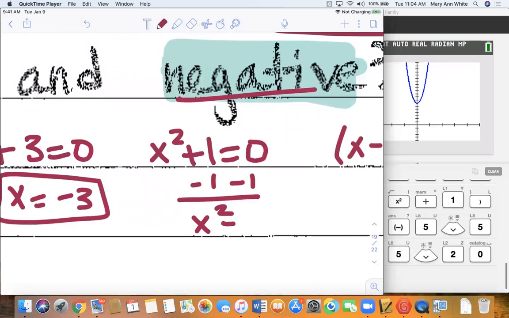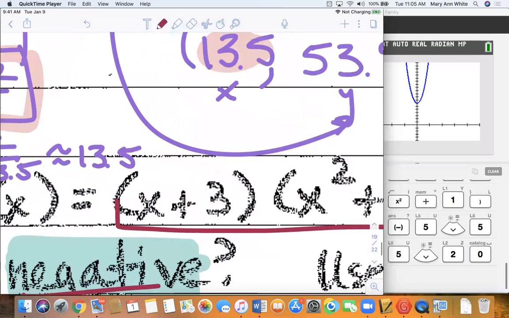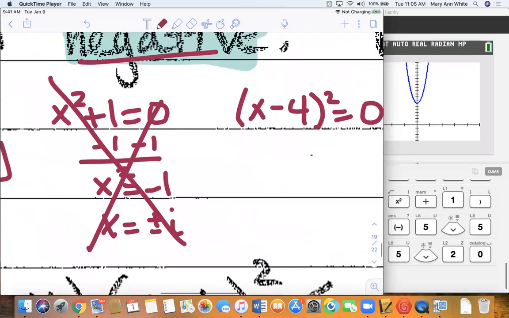I get x squared equals negative 1. I take the square root, and the square root of negative 1 is i, so I've got plus or minus i. I can't graph i on my calculator, so I don't need that factor at all. It does not matter. It does not give me a 0 that I'm going to graph.